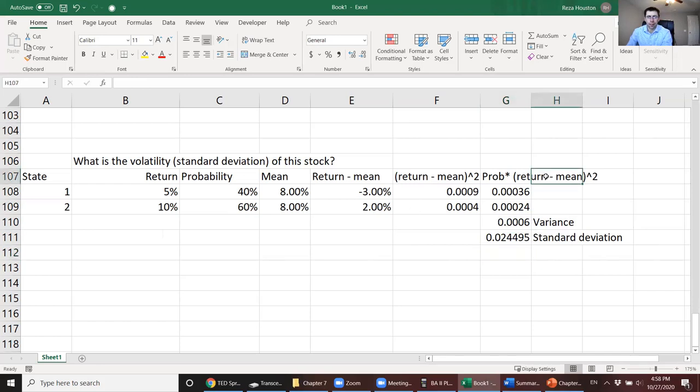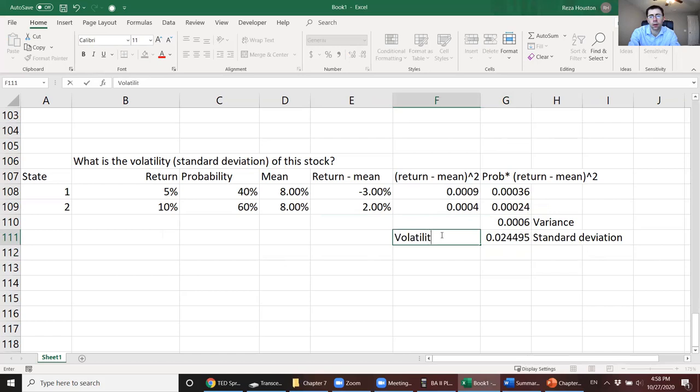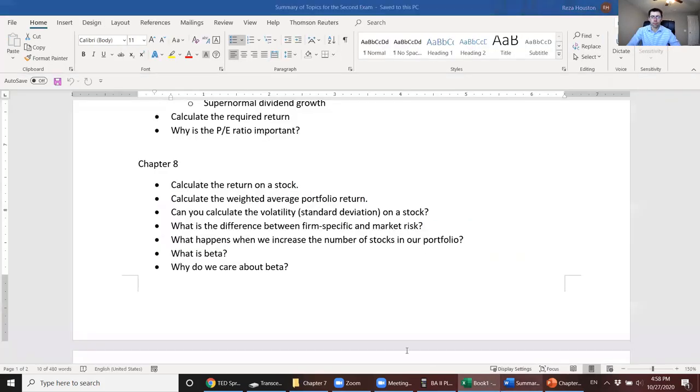So obviously a longer problem. You might just make sure you know how to do one of those. And then standard deviation is also referred to as volatility.